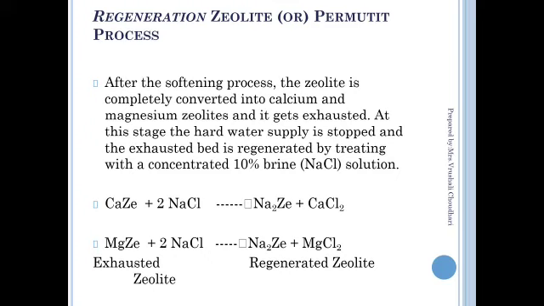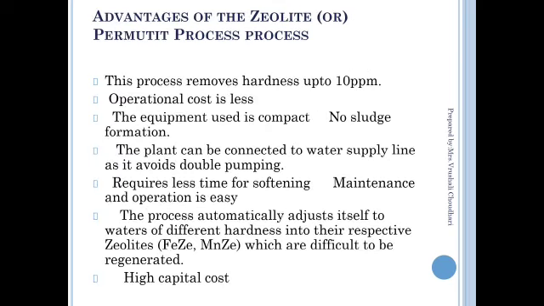So calcium zeolite, that is the exhausted zeolite, is going to be treated with NaCl. So again it is forming sodium zeolite, and the wastewater is containing CaCl2. Similarly, magnesium zeolite, which is the exhausted one, is treated with NaCl, and it is going to again form sodium zeolite, and the effluent is magnesium chloride. The calcium chloride and magnesium chloride are the wastewater.